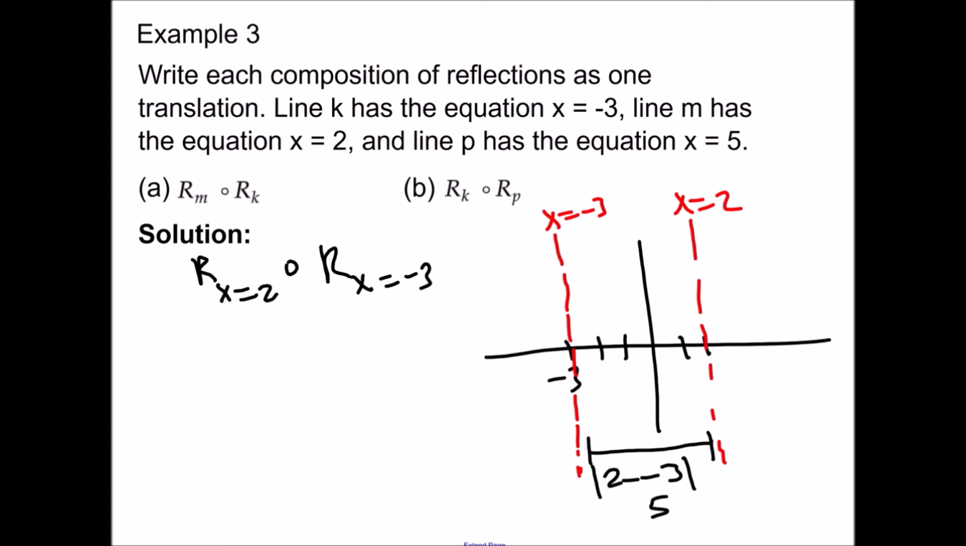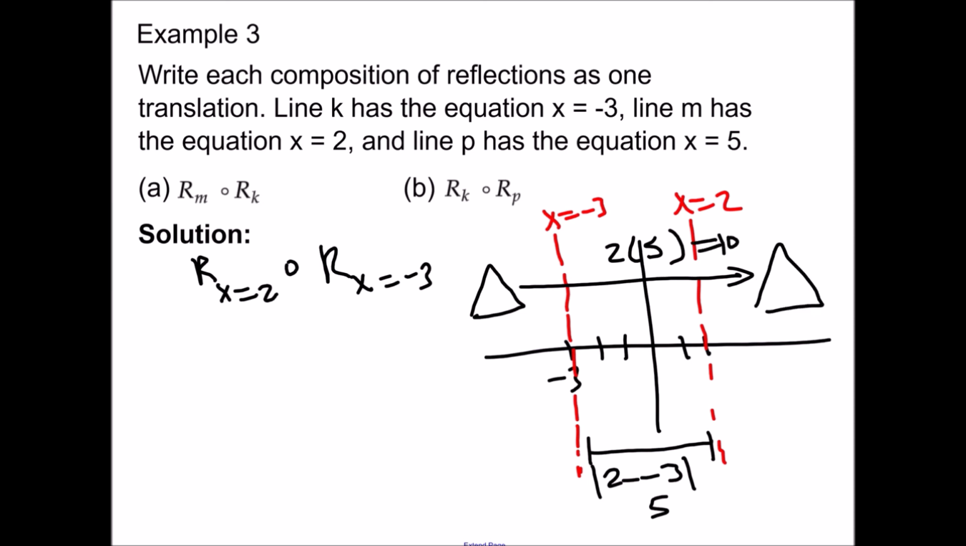And so I know by the theorem that it's going to take my original shape and translate it over by 2 times 5, which in the theorem was 2 times d, and d is 5. So 2 times 5 is 10. So it's going to translate it over 10 units. Whatever shape I have, it's going to move over.